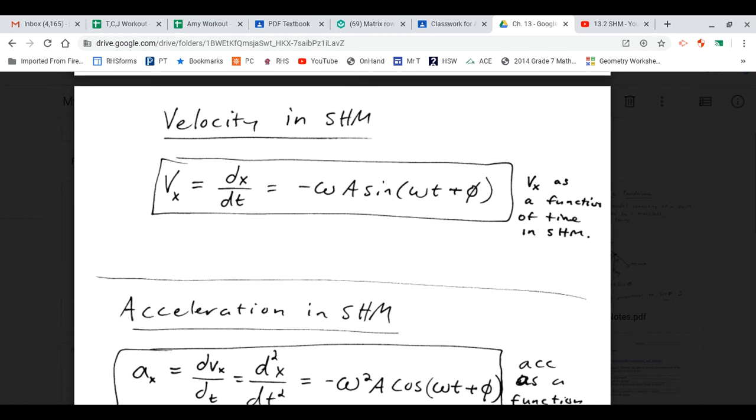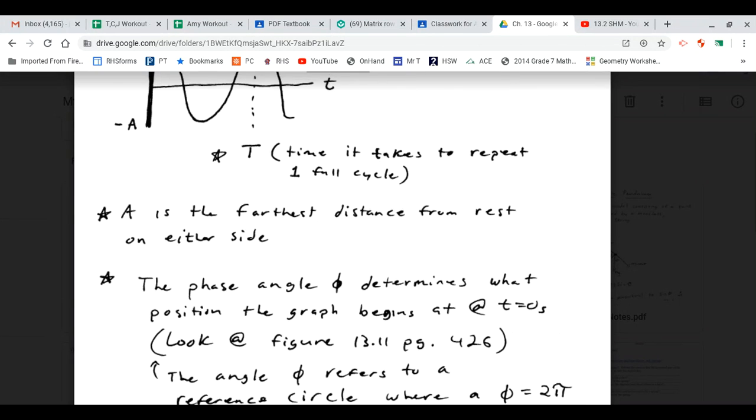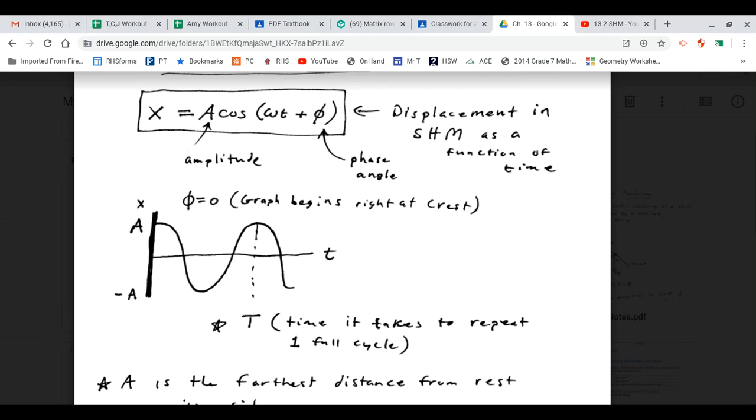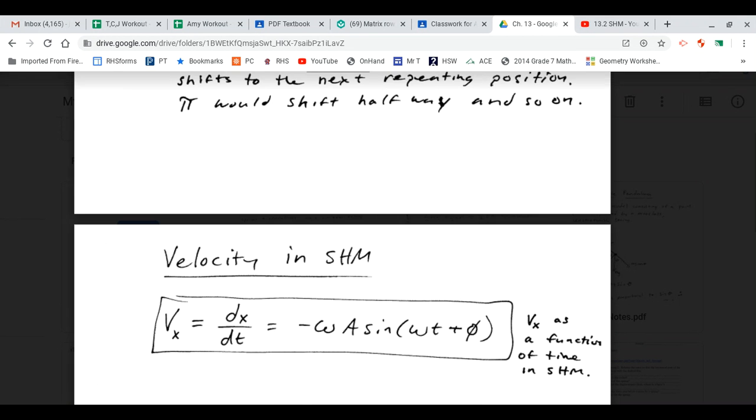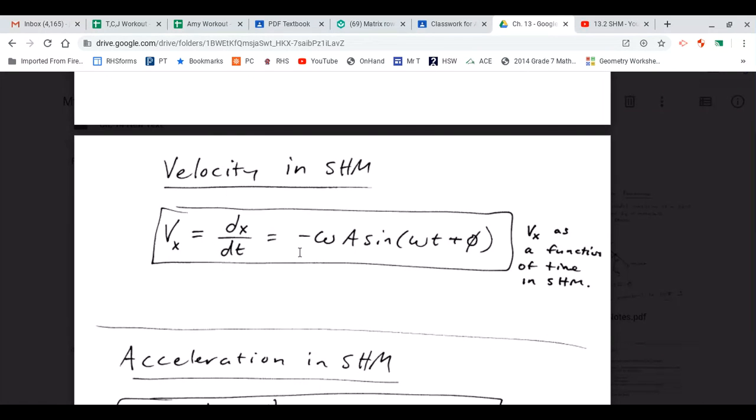Now going on to the velocity time function, which is calculated by taking the first derivative of the position time function. So using your basic trig derivatives and knowledge that you should have from calculus, if we take the first derivative of this function, it would yield the velocity time function, which looks like this. Negative omega A sine of the quantity omega t plus phi. There's that phase angle again.